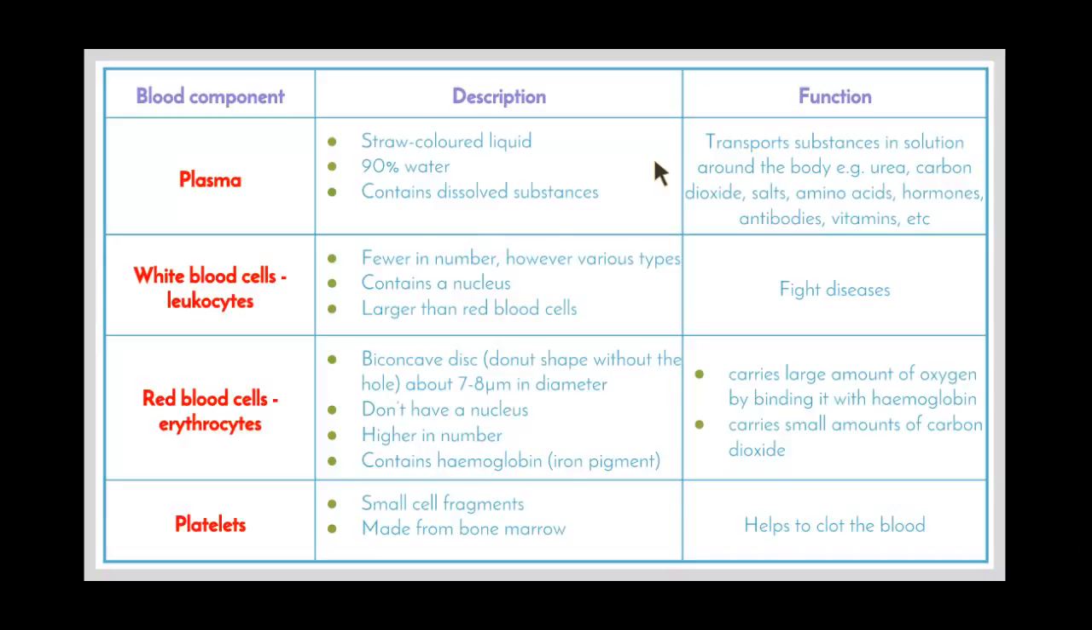And lastly, platelets are small cell fragments which are made from the bone marrow, and their job is to help clot the blood. So when you cut yourself, it is the platelets that help to join together in order to form a scab and to stop the bleeding.